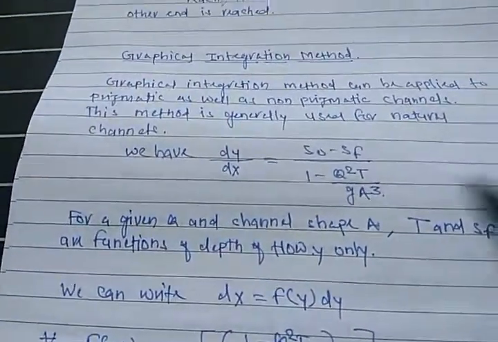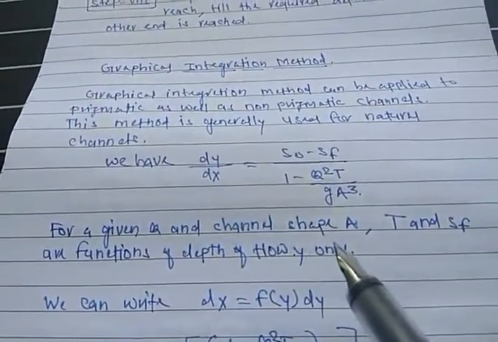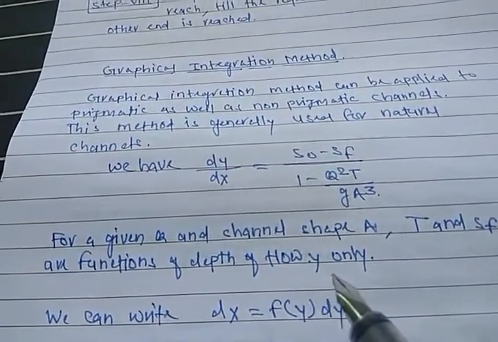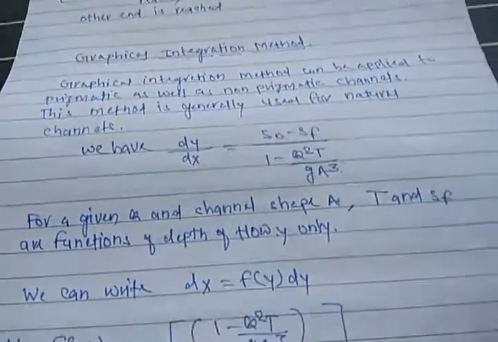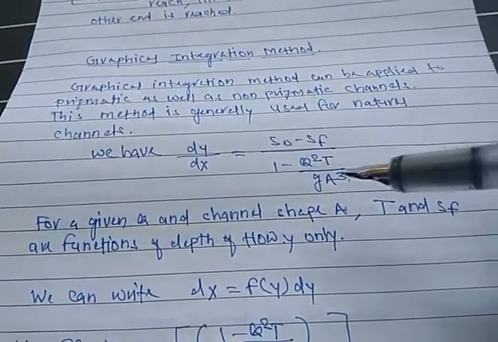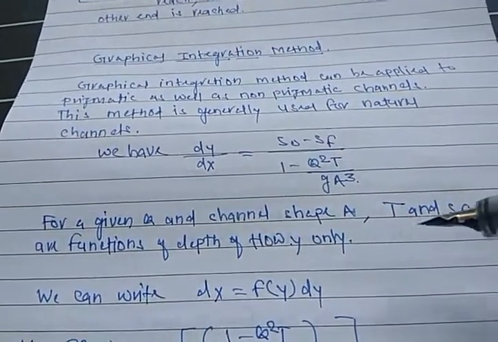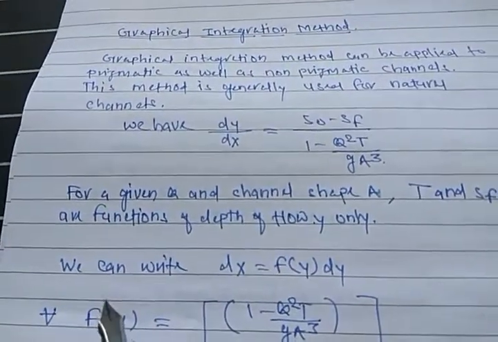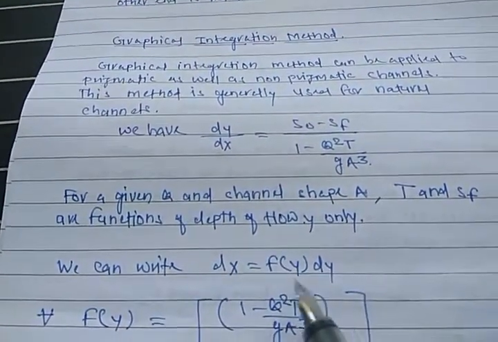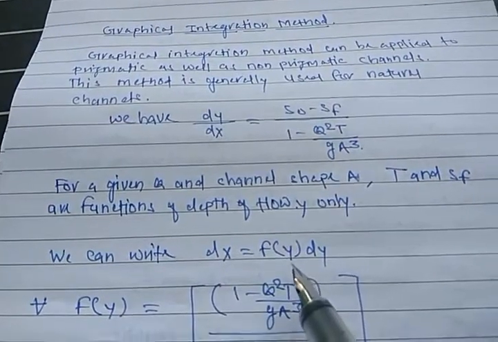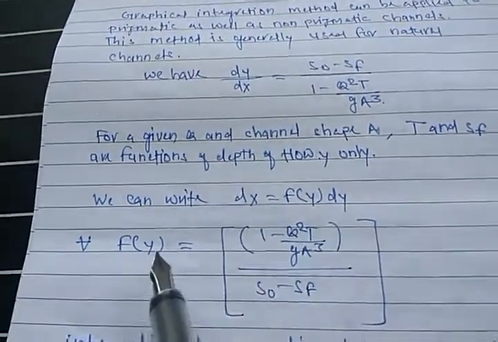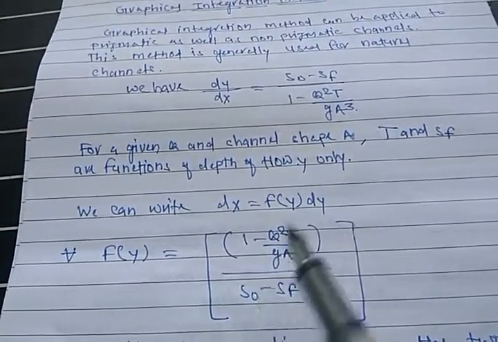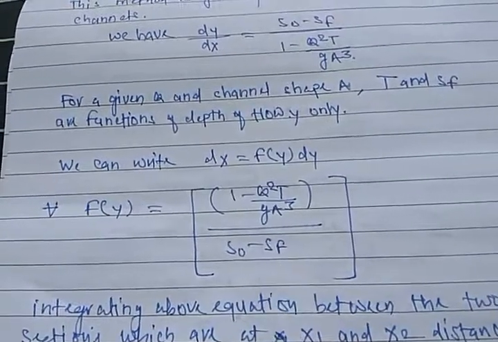Next, for given Q and channel shape, A, T and Sf are functions of the depth of flow y only. So if Q is a constant and the channel shape is fixed, then T and Sf are functions of y only. Simple statement. So we can write dx/dy as a function of y only: f of y is equal to (1 minus Q squared T upon g A cubed) divided by (S0 minus Sf).